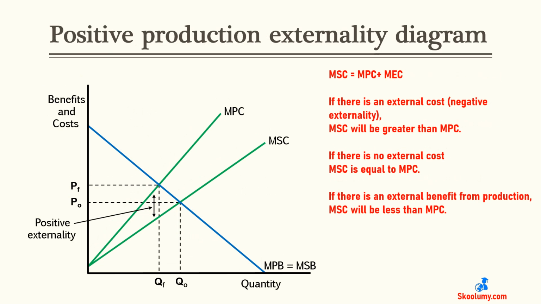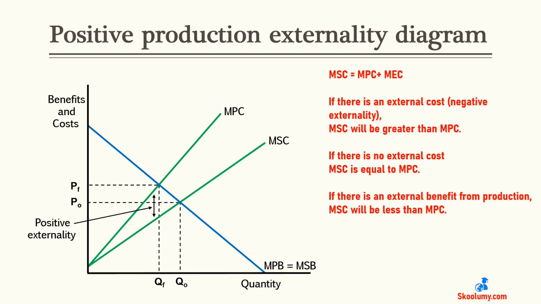The two supply curves will still be used to show positive production externality. Using the formula, marginal social cost is equal to the sum of marginal private cost and marginal external cost. If there is an external cost, marginal social cost is greater than marginal private cost. If there is no external cost, marginal social cost is equal to marginal private cost. If there is external benefit, marginal social cost is less than marginal private cost.